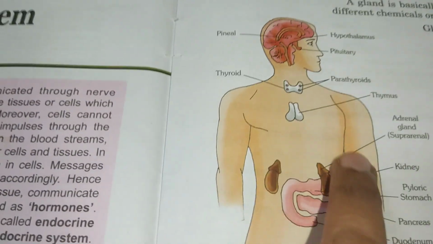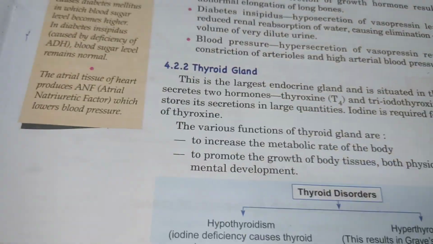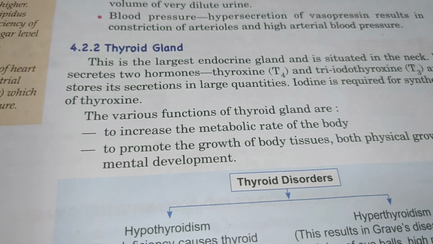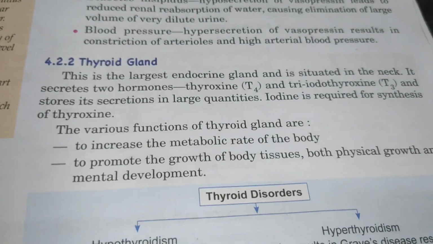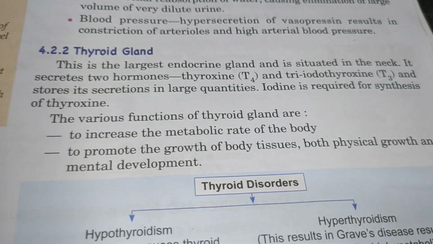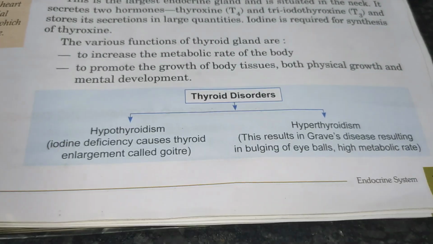So let's see where it is. See, the thyroid gland in the neck. Then what is the function of the thyroid gland? It will help to increase the metabolic rate of the body and also the growth of body tissues, physical growth, and mental development. All this will be made with the help of the thyroid gland.